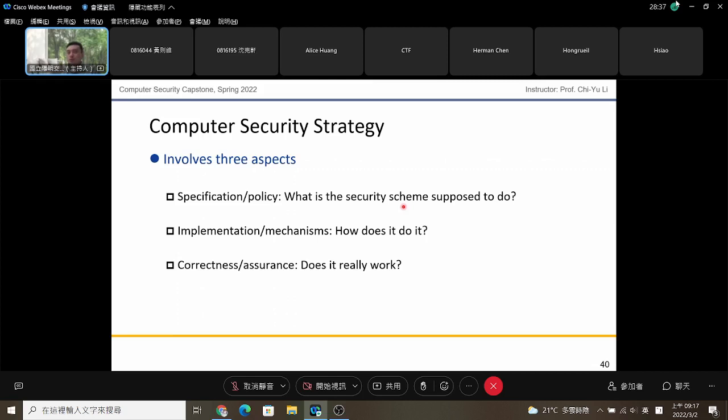So if we want to protect the critical files, this means we need to have access control, to prevent unauthorized people from accessing the critical files. So this would be the policy, the access control against unauthorized people. And implementation, how does it do it? For the implementation, we need to consider the trade-off.